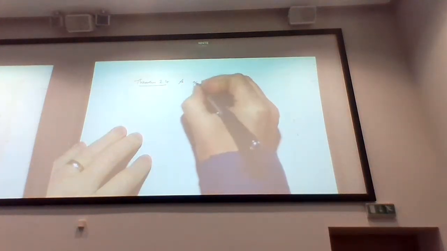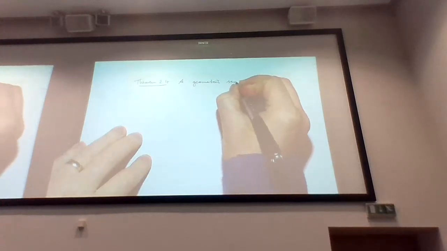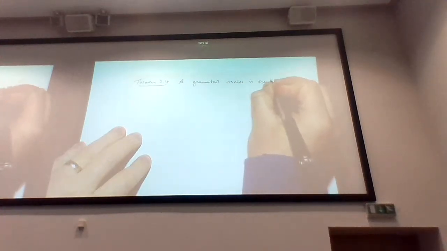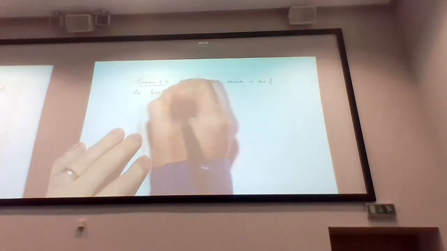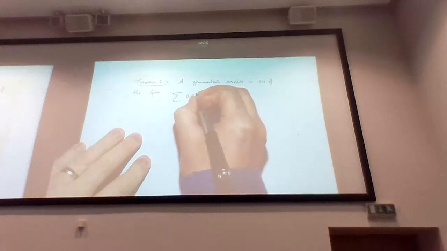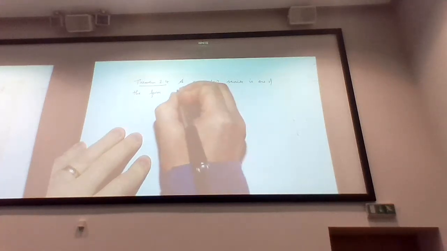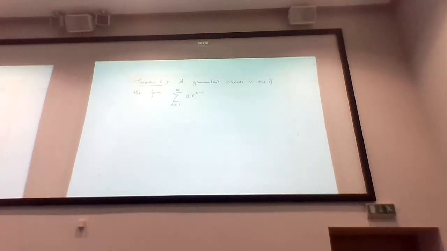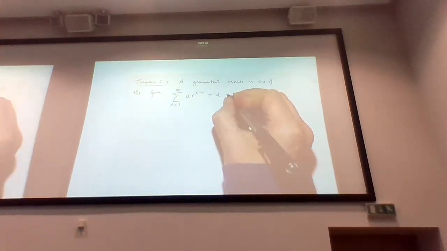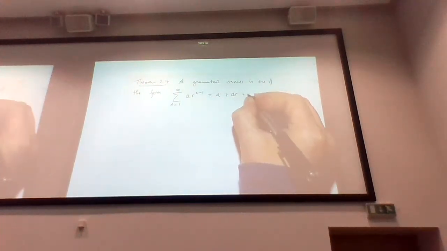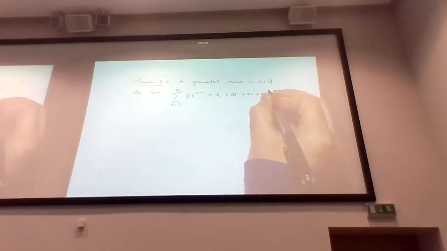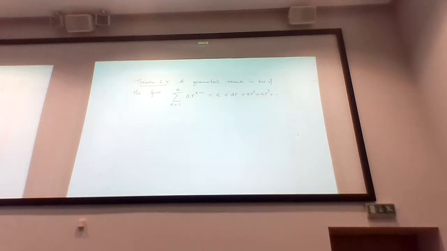So this applies to geometric series. A geometric series is one of the form, well, it's just where the terms look like a geometric sequence. So a geometric series looks like this. It's the sum of all the terms a times r to the n minus 1, when n goes from 1 to infinity. So this series looks like a, some initial term a, the next term is ar, the next term is ar squared, the next term is ar cubed, and so on and so on. It's that infinite series.